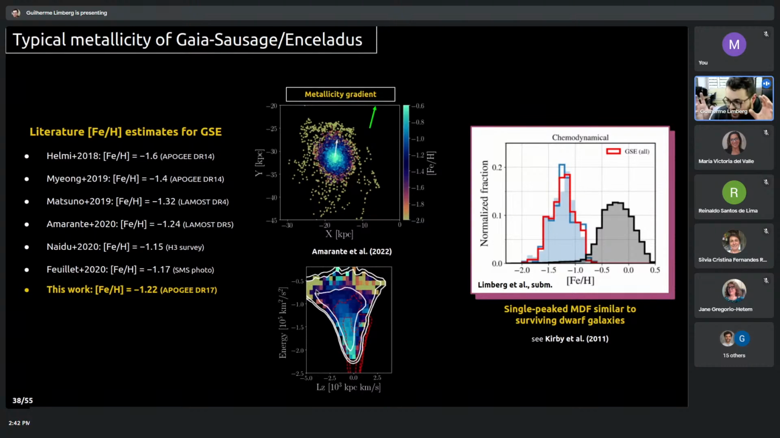So what we are doing is actually selecting. We might be biased towards higher or lower metallicities depending on our selection criteria. Nevertheless, this should not be as important because the fraction of stars towards high angular momentum regions in this energy versus angular momentum space is actually much smaller than the fraction of stars in the nuclear regions of the galaxy. But this is a caveat that I think it's important to mention.